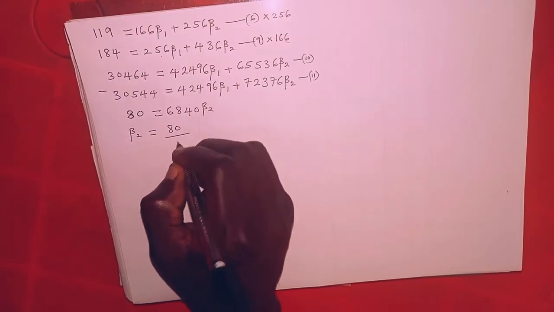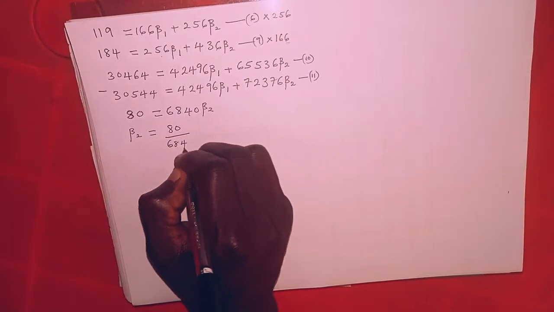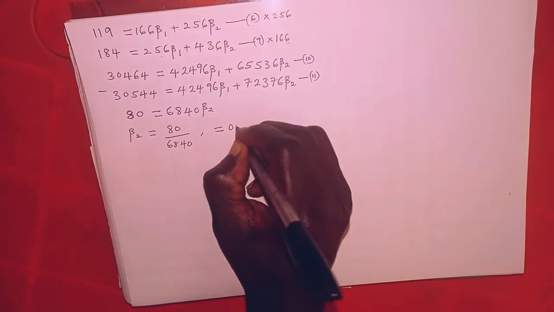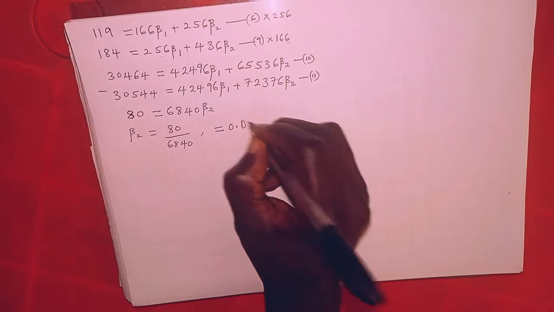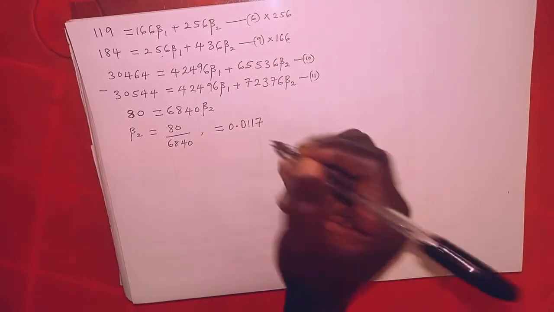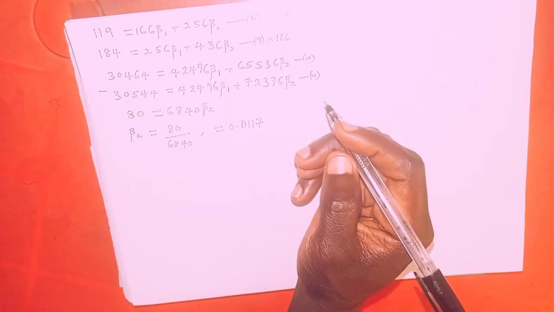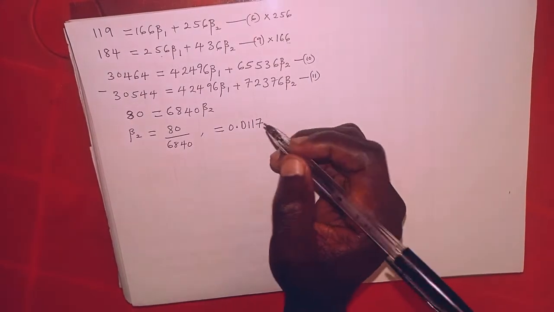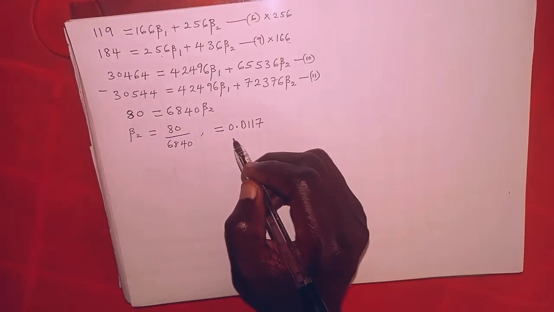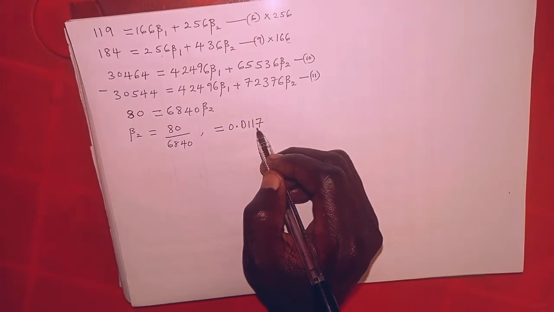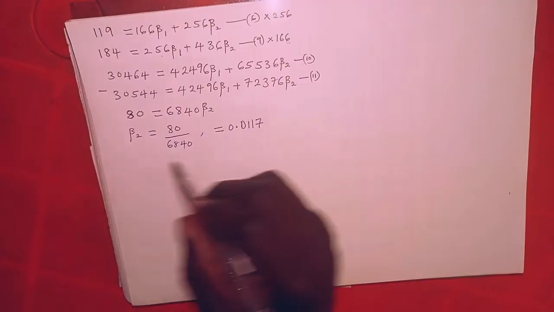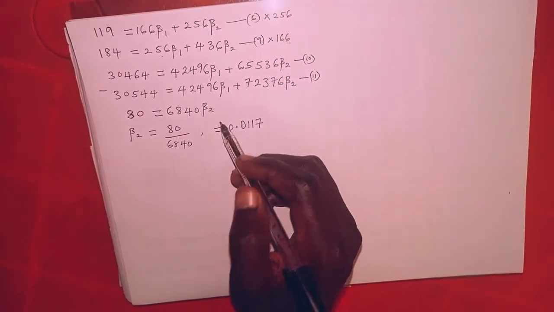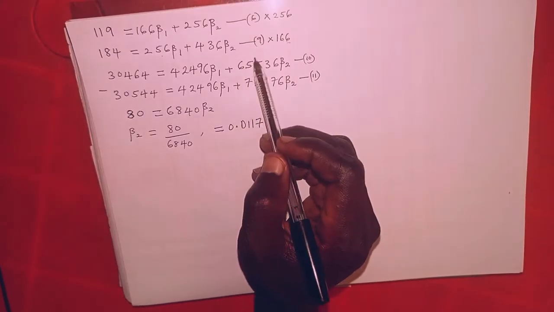80 divided by 6840, and definitely this is going to give us 0.0117, if you approximate it to 4 decimal places. So we have the value of beta 2 to be 0.0117. Now that we have the value of beta 2, we can now substitute this value into either equation 6 or equation 9 here.